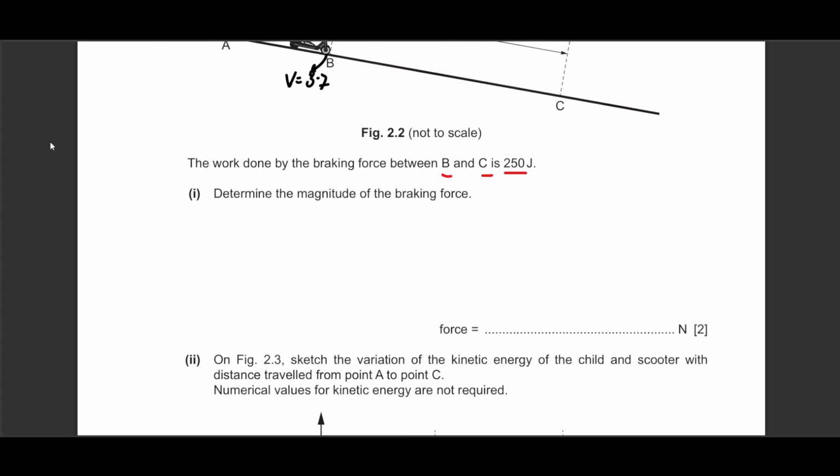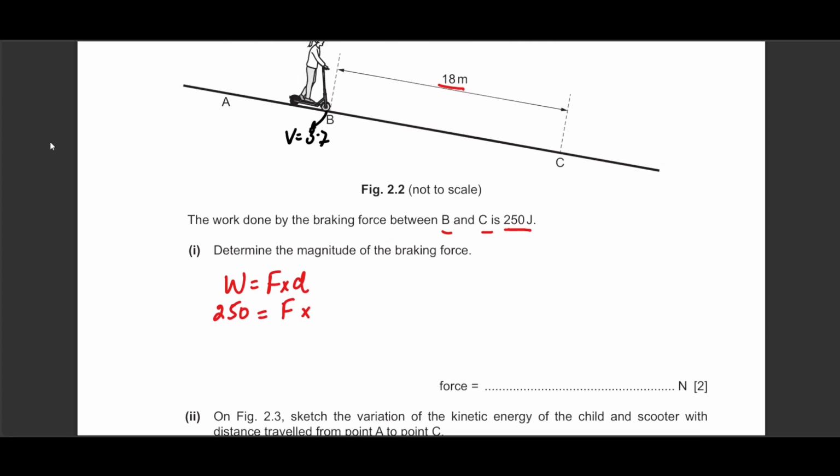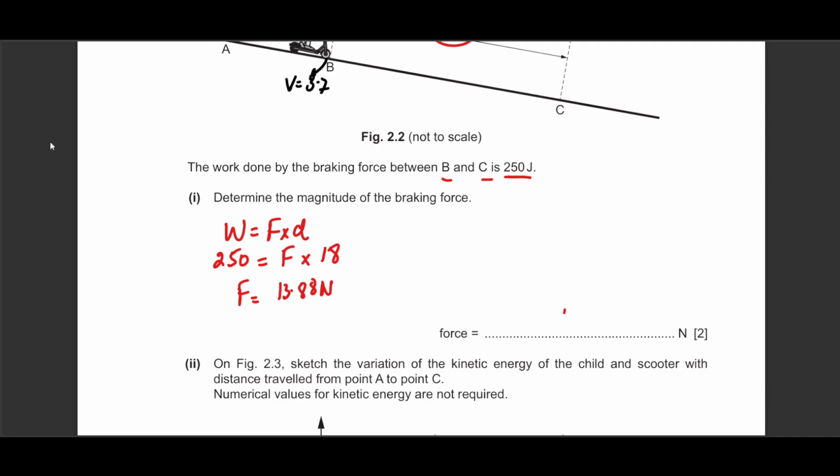Very easy. Work done is equal to force into distance. The amount of work done, or energy removed from the system, is 250 joules. The braking force was continuously doing work for 18 meters. So the force must have been 13.88 newtons in magnitude, which becomes 14 to two significant figures.